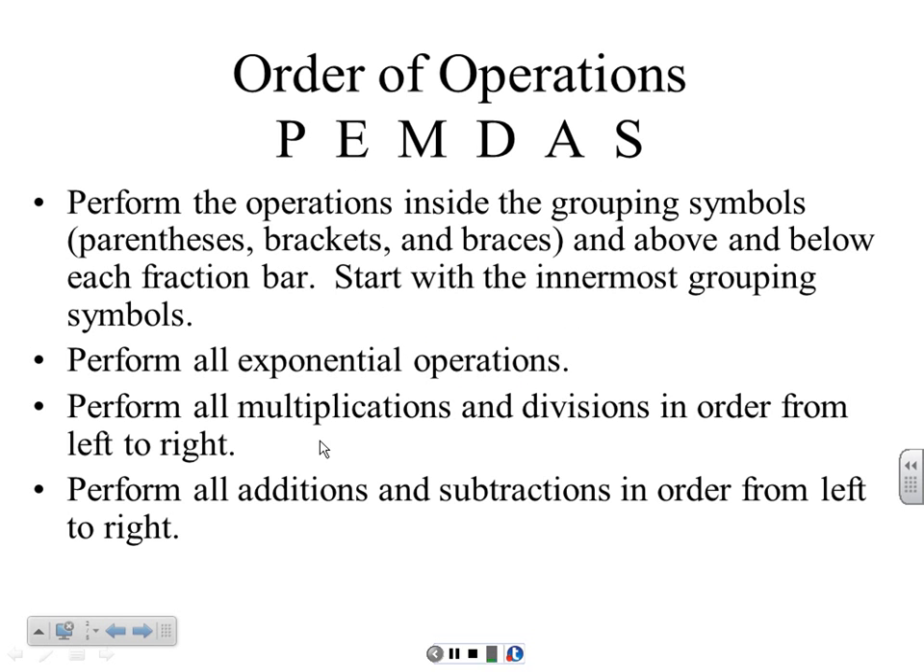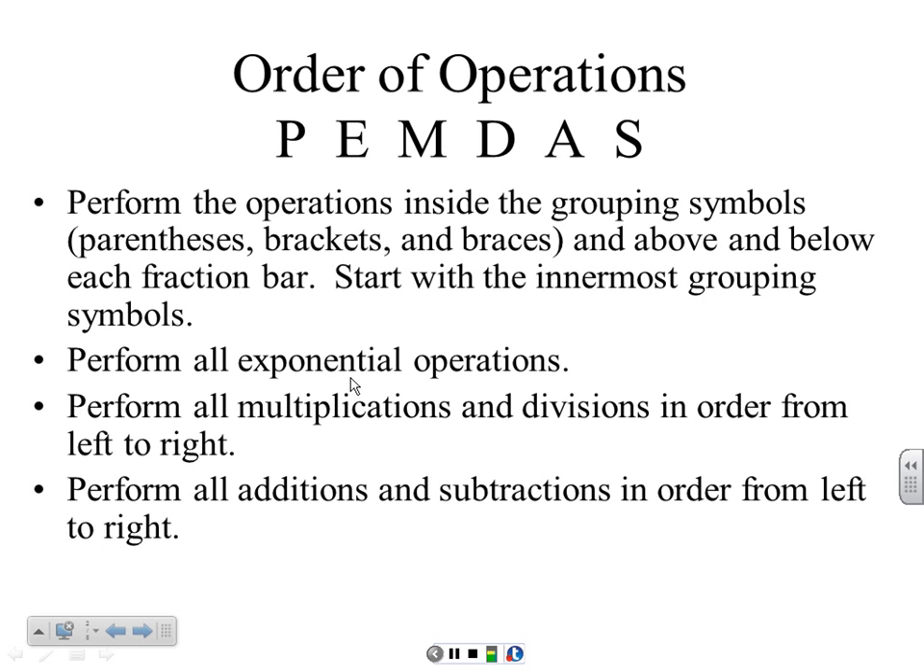You may know it as PEMDAS, which is an acronym. P stands for parentheses or just any grouping symbols, which could be parentheses, brackets, braces, above and below any fraction bar. If you have multiple grouping symbols, you're going to start with the innermost grouping symbol first. Once all of the grouping symbols are gone, you're going to perform any exponents that you see.